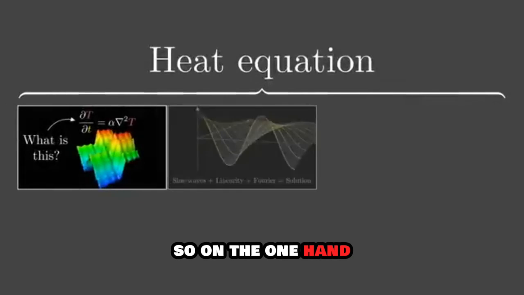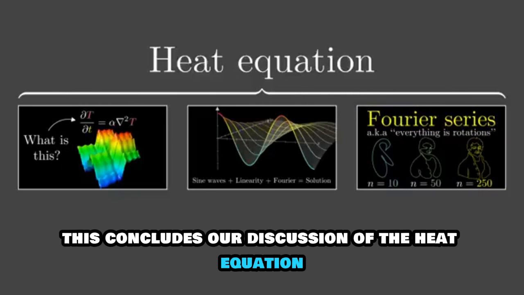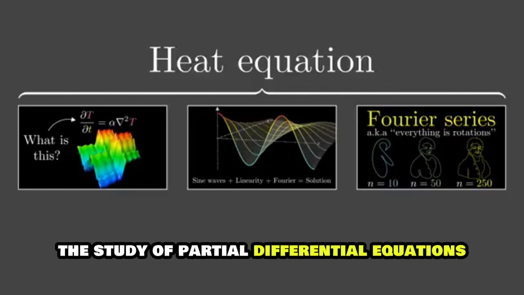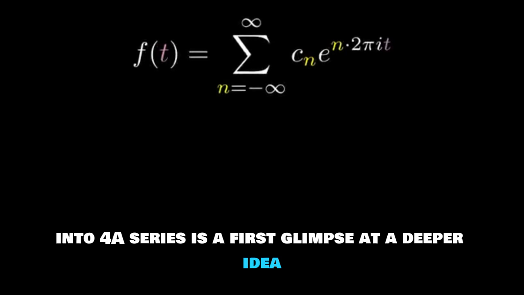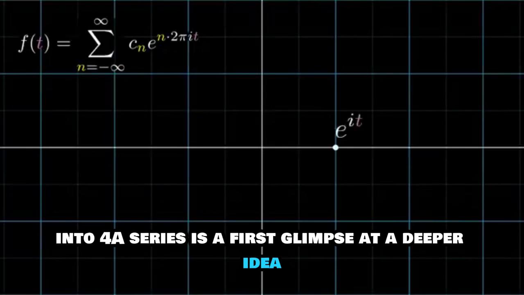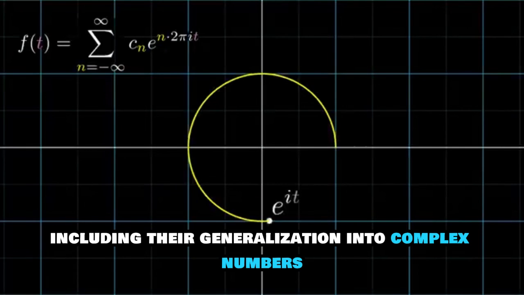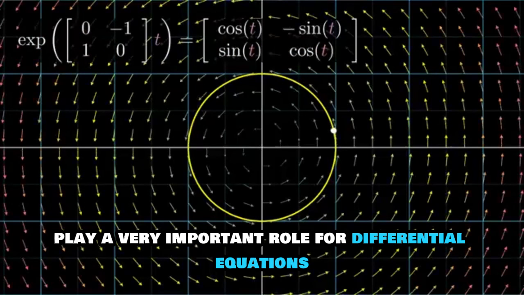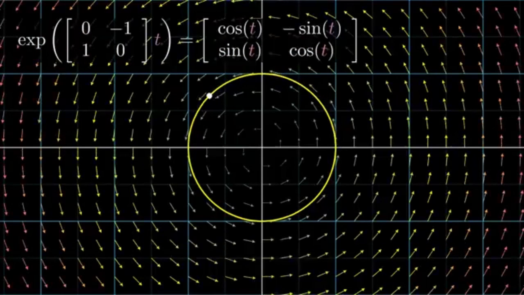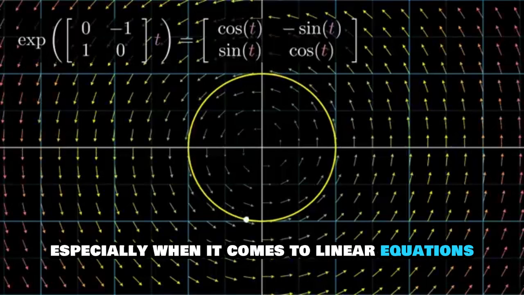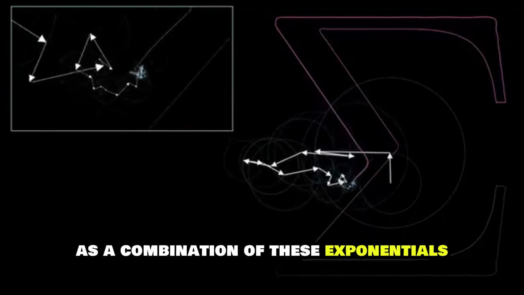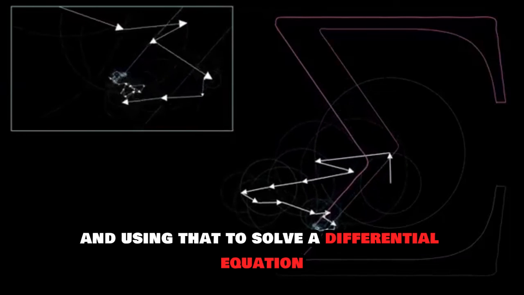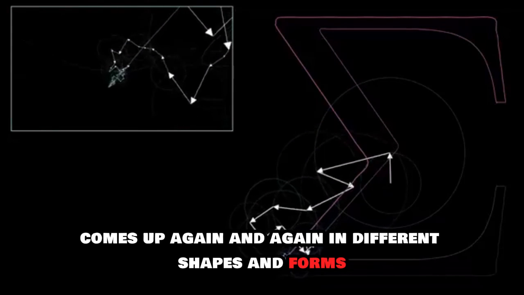So, on the one hand, this concludes our discussion of the heat equation, which was a little window into the study of partial differential equations. But on the other hand, this foray into Fourier series is a first glimpse at a deeper idea. Exponential functions, including their generalization into complex numbers and even matrices, play a very important role for differential equations, especially when it comes to linear equations. What you just saw, breaking down a function as a combination of these exponentials and using that to solve a differential equation, comes up again and again in different shapes and forms.